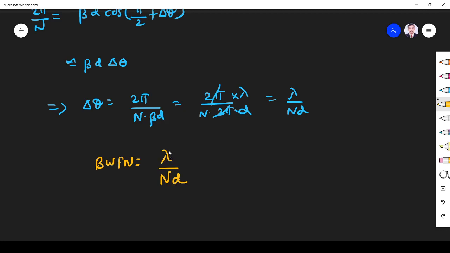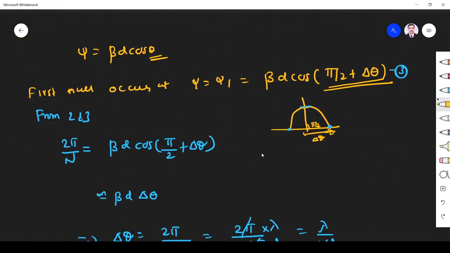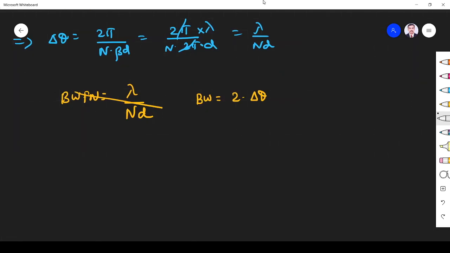Sorry, I didn't do that. So del theta is equal to lambda by nd, but I want the beamwidth, which is equal to 2 into del theta. Why? Beamwidth means total width, here to here. Here to here, I found only del theta, but the beamwidth is del theta, this also del theta, so 2 del theta. So beamwidth is equal to 2 del theta. This implies beamwidth is equal to 2 lambda by nd, because del theta is lambda by nd. So that is equal to 2 lambda by L.